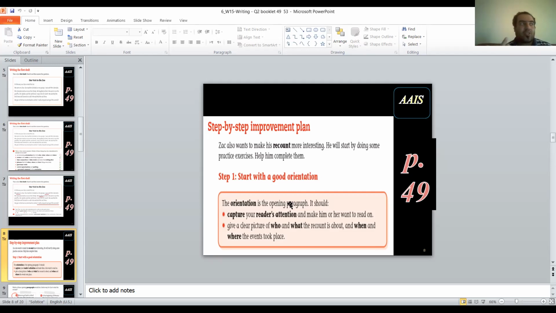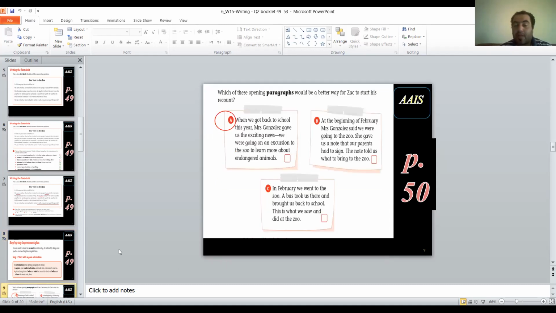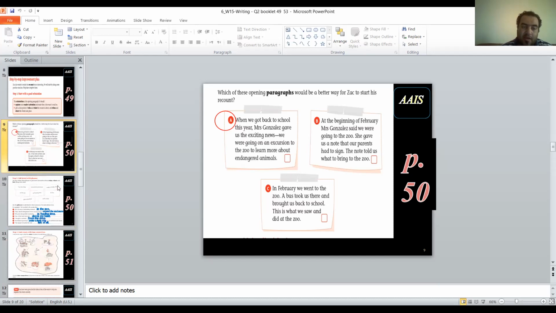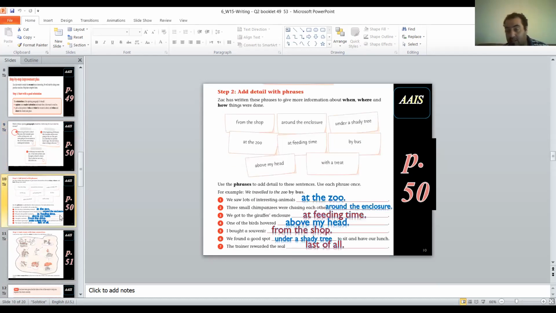So this is the starting. Sometimes, you guys, you read a post on Facebook because it's very attractive. The title just caught your attention, and you should also mention when this happened and where it happened. Then you're going to read three different openings, and you choose which one you think is better than the others. This is in page 50, guys, and also in page 50, you have some phrases, and we would like you to use them to complete the sentences.